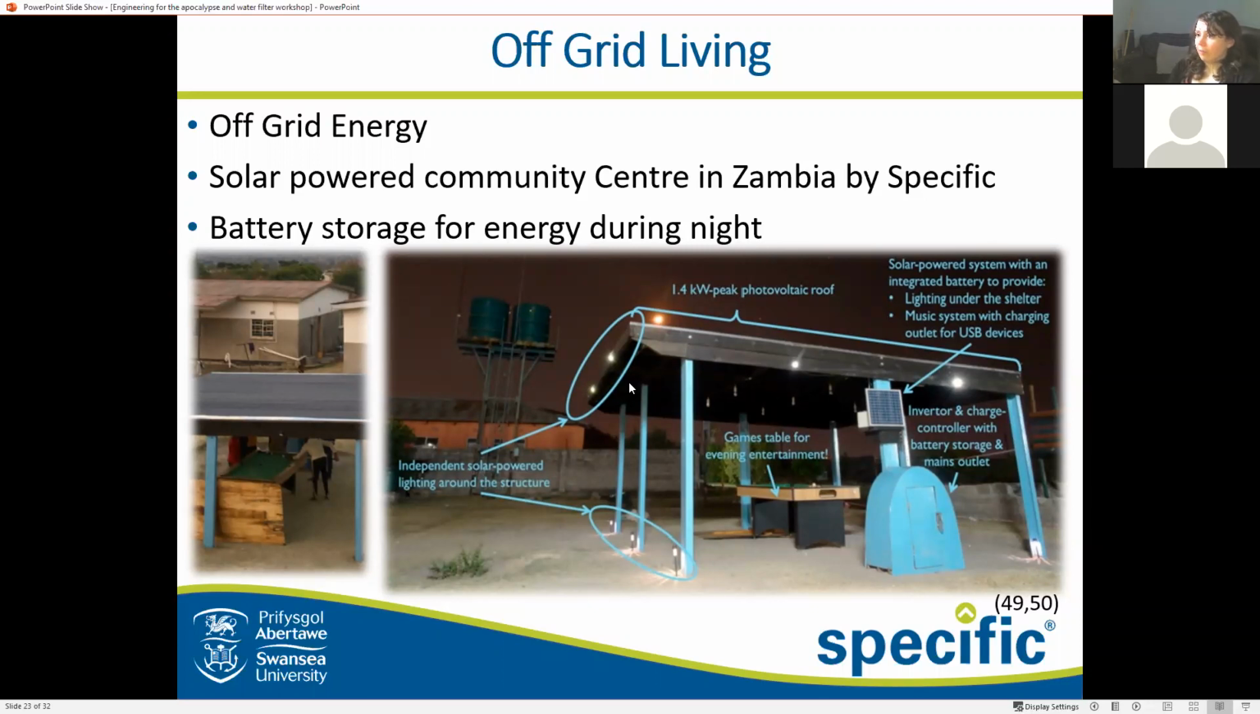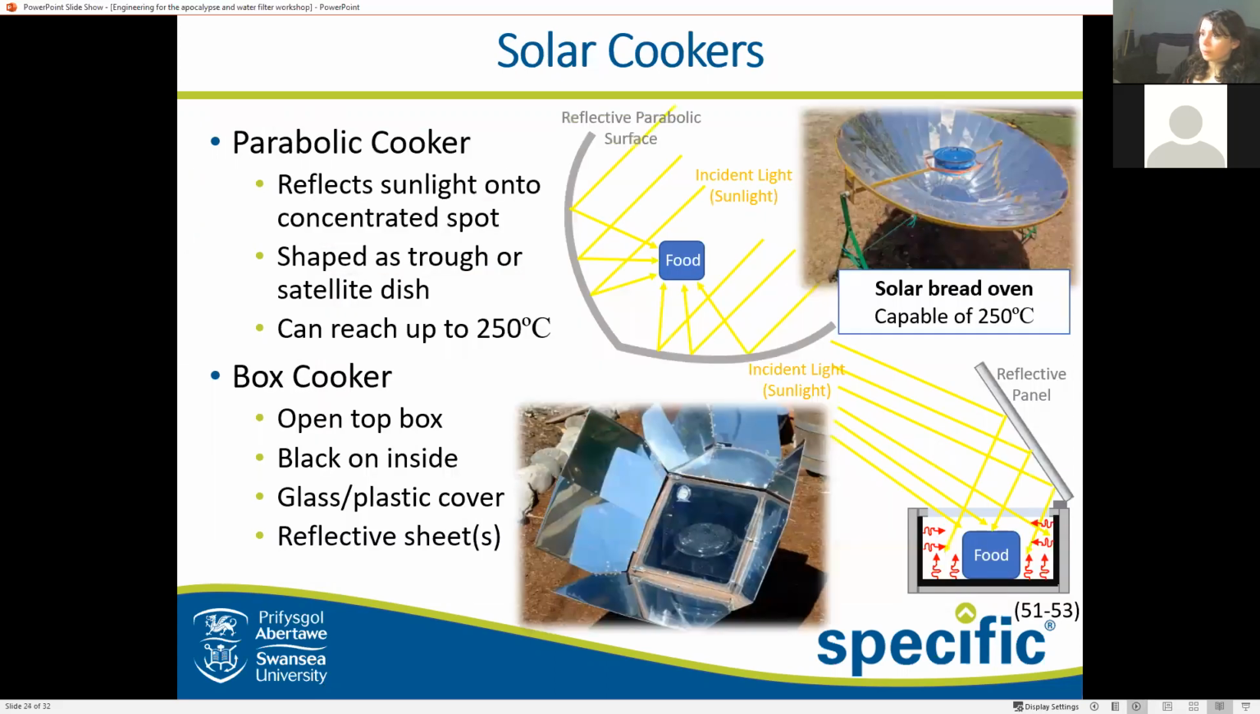They also have little independent solar lighting around it as well, so that it's a nice community centre where people can utilize it, come together and have access to energy so they can charge their phones or any device they require, and even use it for cooking. Although there are alternative forms of cooking which are suitable for developing countries. Some of my favourite ones are solar-based cookers. And there are a few designs for this, so I will focus on the two main ones and then also have a look into a commercial design.